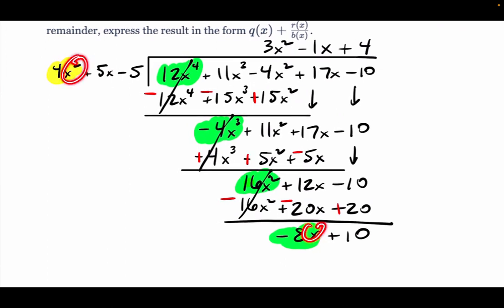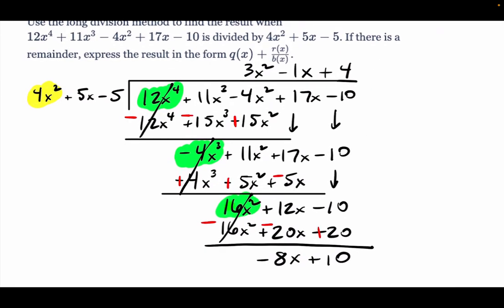I can stay the same power, right? This guy went up in 2 powers. This guy went up 1 power. This guy stayed the same power. But this guy would have to go down in power. I can't go down in power. So once you do that, you know you're done. So what do I do with that? That's your remainder. So we're going to write it as a fraction, just like I told you guys earlier.